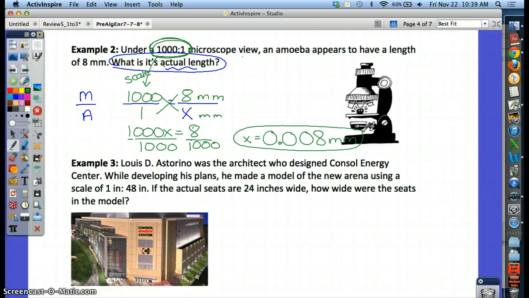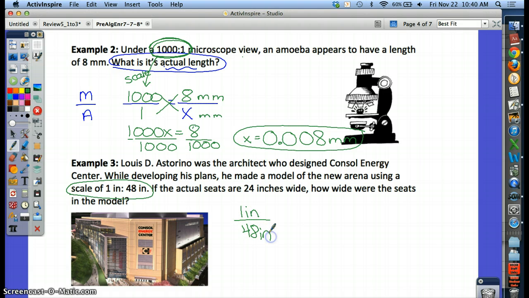Another example would be something that maybe was smaller than the actual object. So under a microscope, you're looking at an enlargement, but this would be a reduction. Louis D'Astorino was the architect who designed Consol Energy Center, and while developing his plans, he made a model of the new arena using a scale of 1 inch to 48 inches. If the actual seats are 24 inches wide, how wide were the seats in the model? So try this one on your own. If you want to try it with me, you can work with me. If you want to pause and do it and then see if you've got it right, you can do that as well. Again, I always like to start with my scale, so look for the scale given to you in the problem. The scale of 1 inch to 48 inches.